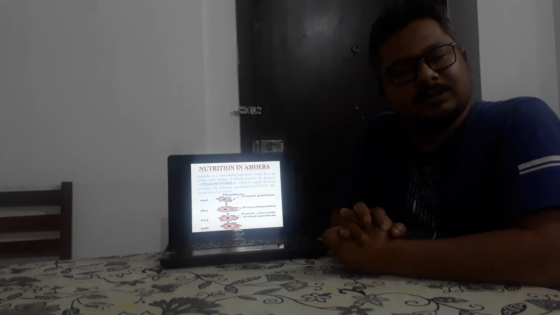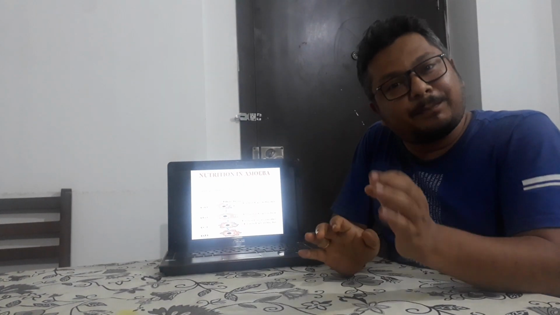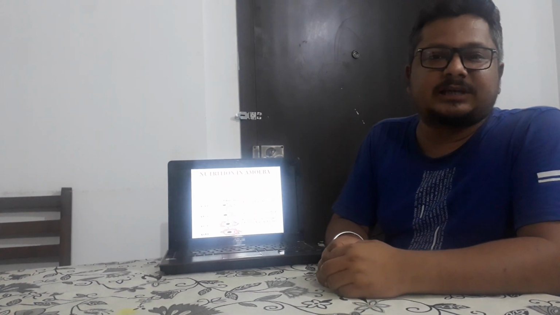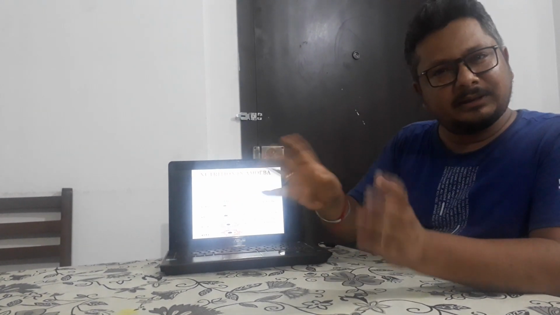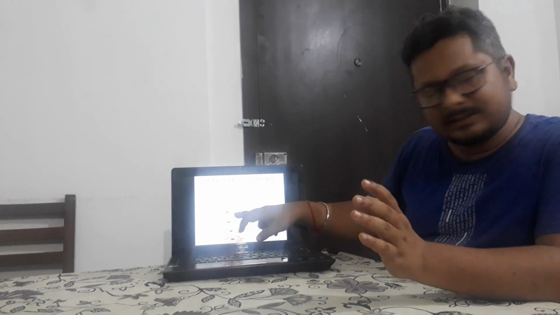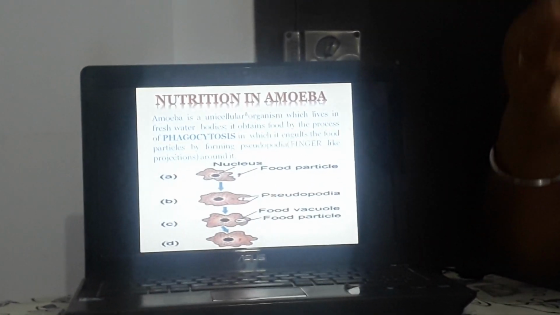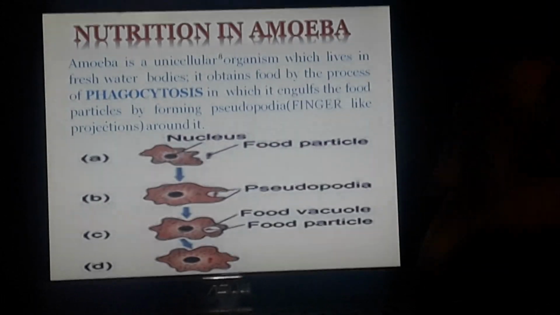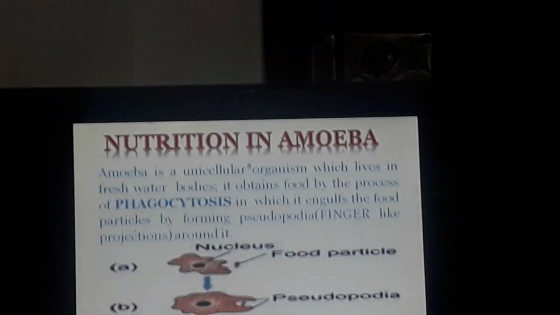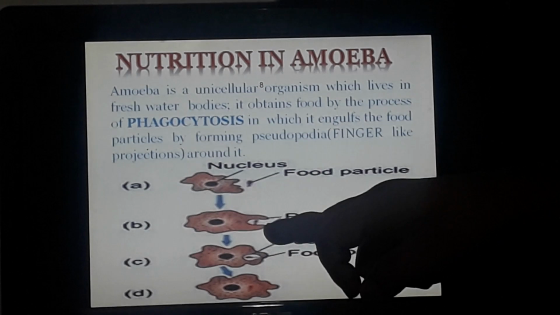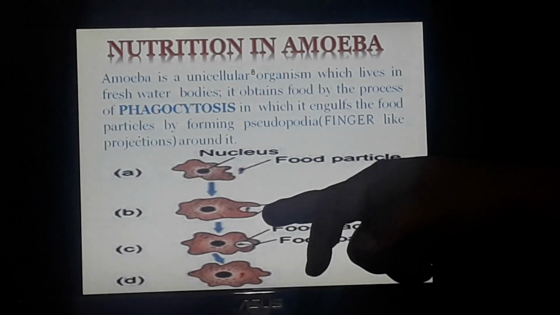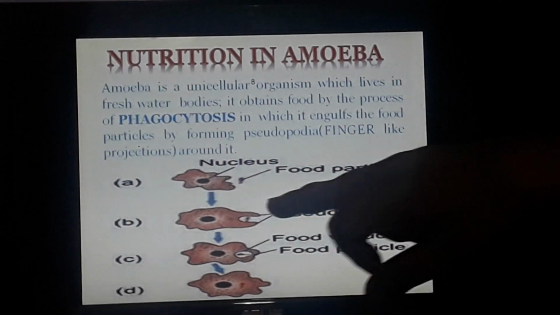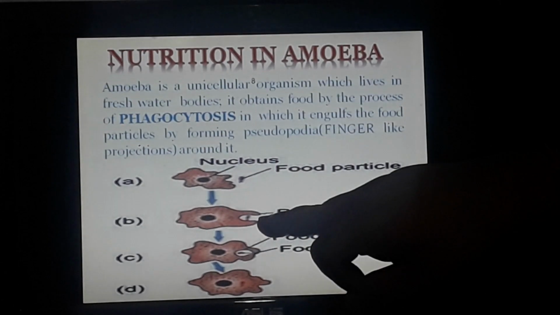Now that is done by some finger-like projections, temporary finger-like projections that come out from its body. If you see the shape of the amoeba, it is an irregular shape just like this. But whenever it has food in front of it, some temporary structures come out from its body. Temporary structures come out and surround the food. You can see here temporary structures coming out and surrounding the food.